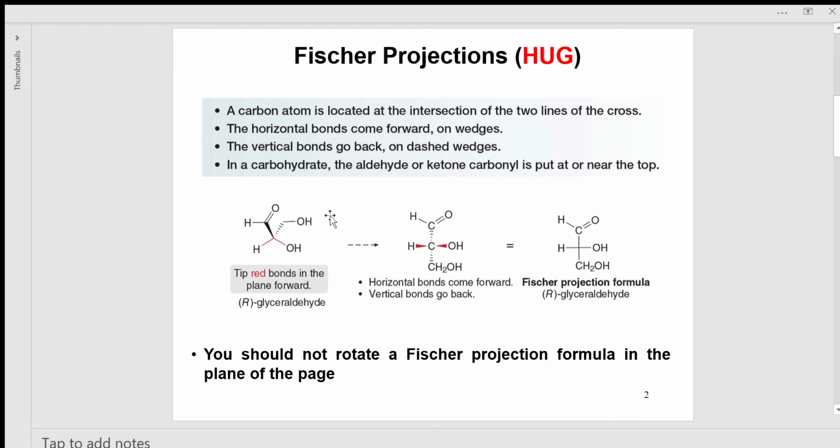Although we changed, actually we didn't change the carbon, the aldehyde on the top of the molecule. This is the way a biochemist always does, to put the aldehyde or ketone on the top of the molecule. Well, either an organic chemist or a biochemist, we always want to simplify the way we draw the structure.